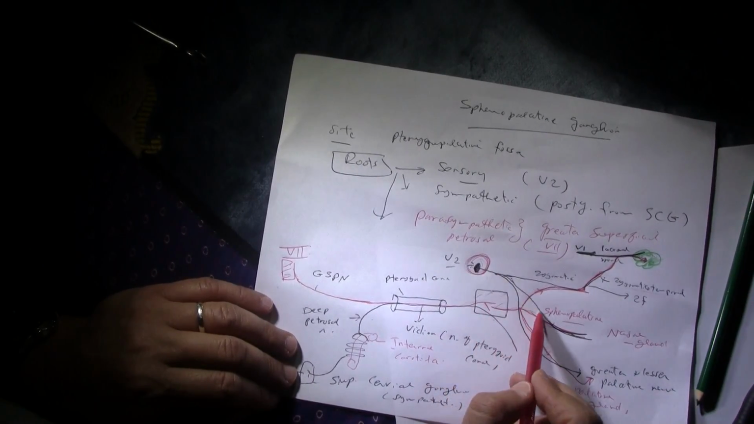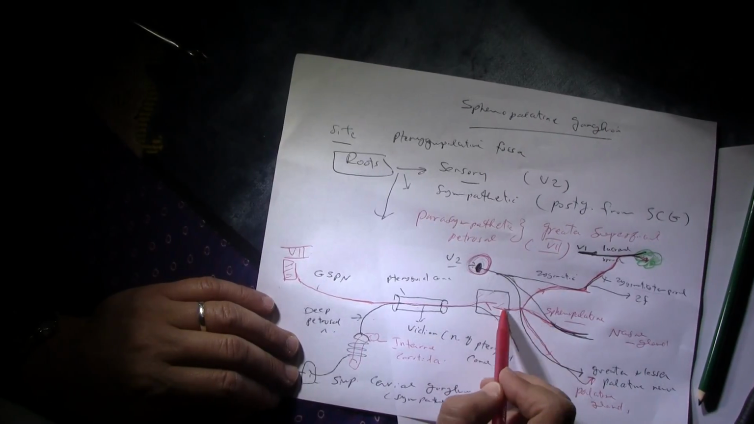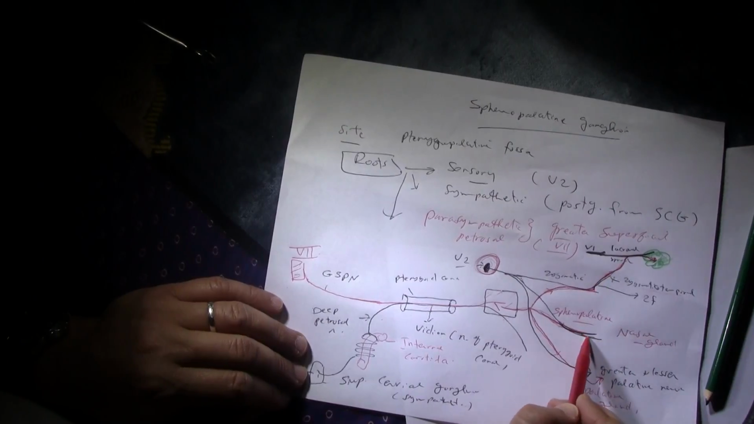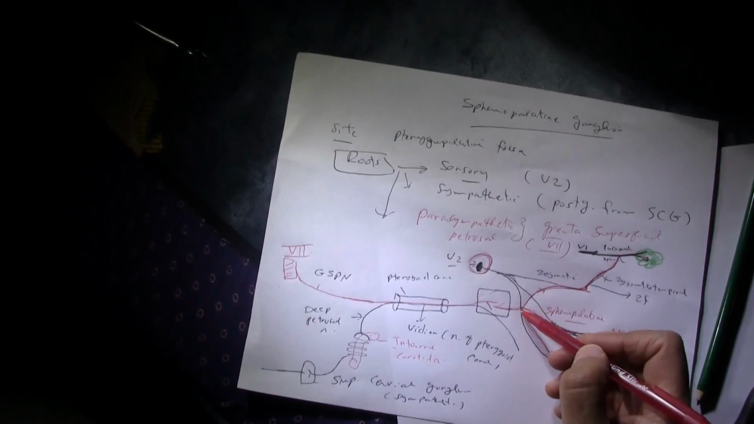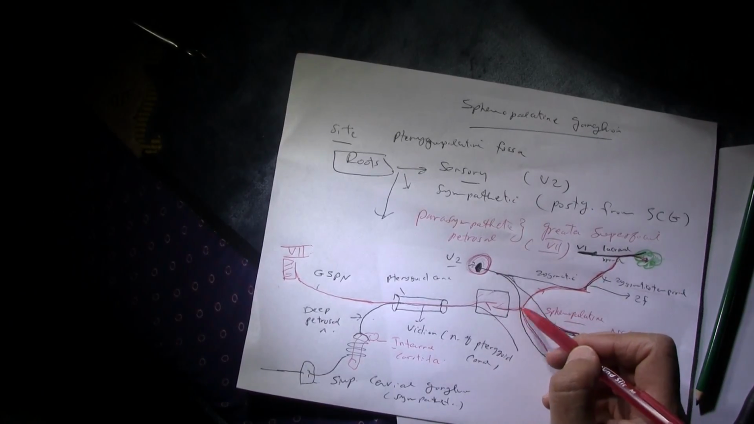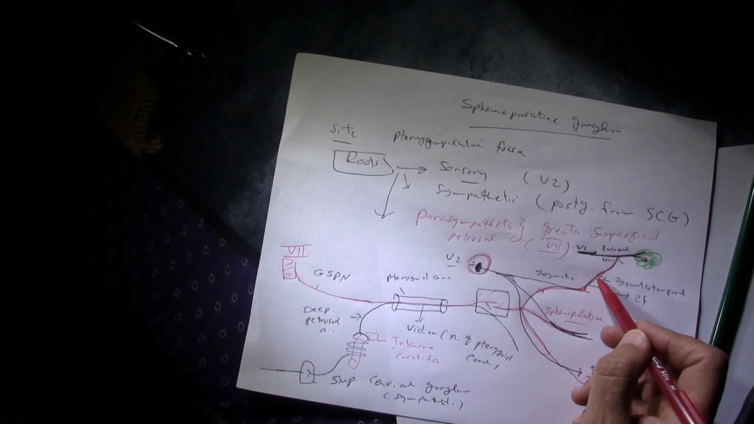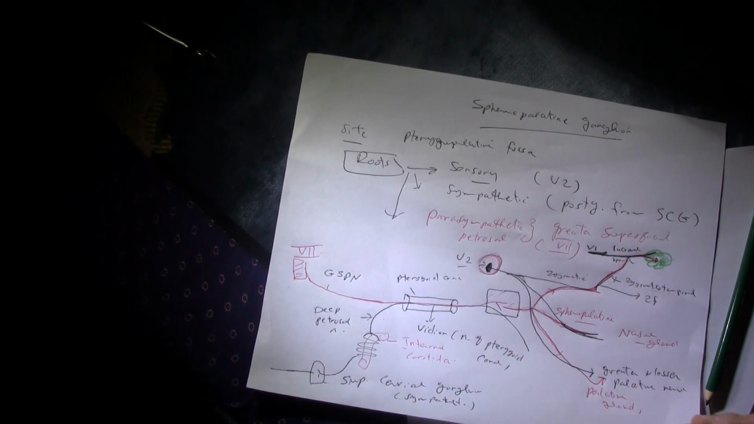You have the sphenopalatine nerve, so it is joined also by postganglionic fibers from the sphenopalatine ganglion to reach the nasal glands. Then, more importantly, the one going to the lacrimal gland is coming from the ganglion, going to zygomatic, zygomatico-temporal, lacrimal, until it reaches the gland.